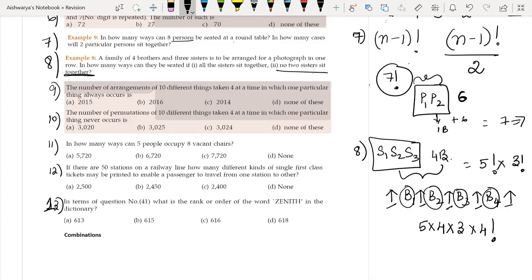If there are 50 stations on a railway line, how many different kinds of single first class tickets may be printed to enable a passenger to travel from one station to another? Yeah, there are 50 stations in a railway line and a passenger is going to print single first class tickets. Okay, so I used to tell you the example of 10 stations in a row, right? So let us just look at that example once again. So there are 10 stations in a row. Let's say the first station is Tambaram, second is Sanatorium, next is Chromepet and the last is Beach. So totally 10 stations. So suppose you board the train in Tambaram, how many single tickets can you take? You can take a ticket for any of the remaining 9 stations, right?